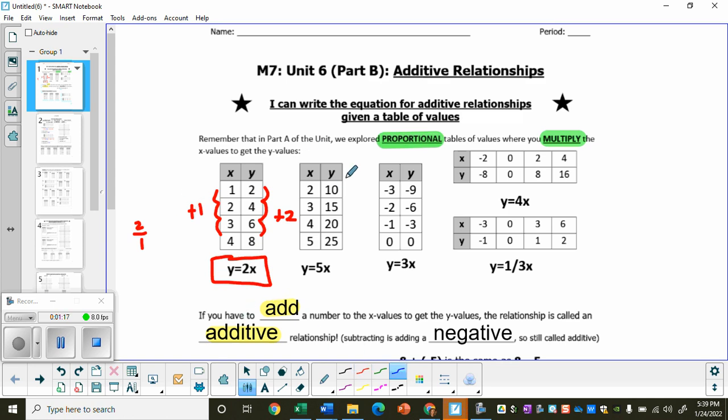Now we have another example right here where we just do times 5. 3 times 5 is 15, 4 times 5. So that equation was y equals 5x. Go ahead and jot these equations down. And then right here, if they're not already there, jot them down.